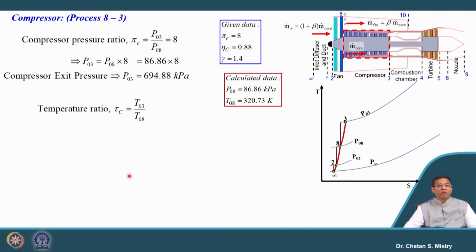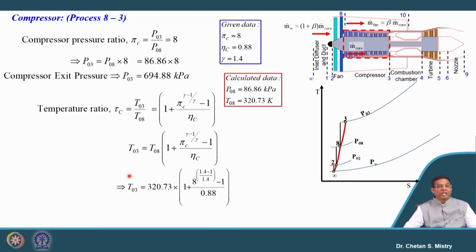Similarly, we can do the calculation for our temperature ratio based on our compressor pressure ratio and compressor efficiency. So, let us put in the numbers: say compressor efficiency is given as 88% and compressor pressure ratio is given as 8. From that we will get the exit temperature as 616.47 Kelvin.